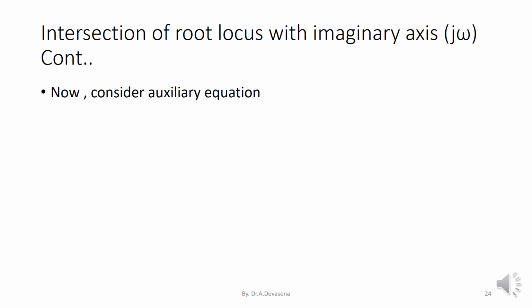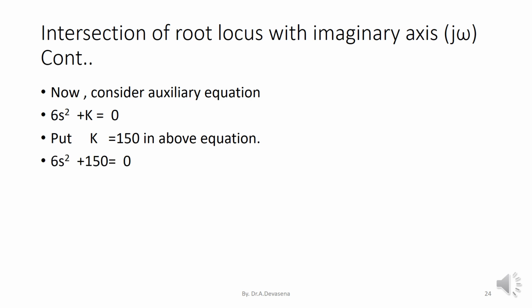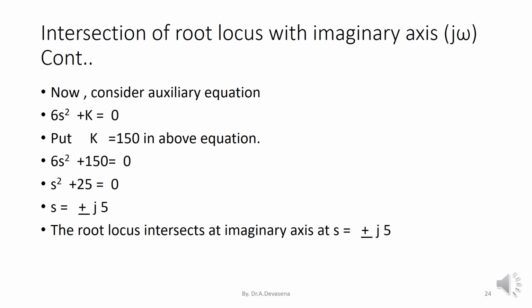Now consider the auxiliary equation, that is 6s square plus k is equal to 0. If you substitute the value of k is equal to 150 in the above equation, we get 6s square plus 150 is equal to 0. That is s square plus 25 is equal to 0. We get the value of s is equal to plus or minus j5. The root locus intersects the imaginary axis at s is equal to plus or minus j5.